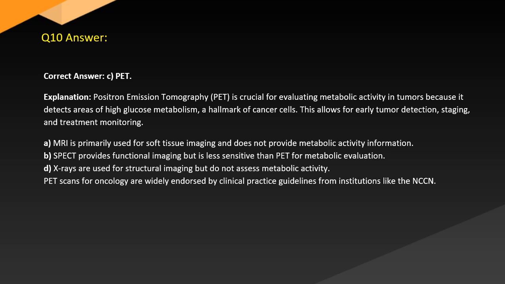Explanation. Positron emission tomography. PET is crucial for evaluating metabolic activity in tumors because it detects areas of high glucose metabolism, a hallmark of cancer cells. This allows for early tumor detection, staging, and treatment monitoring.